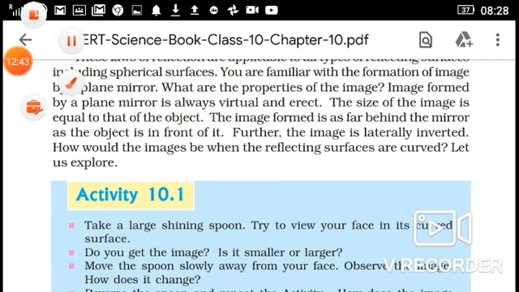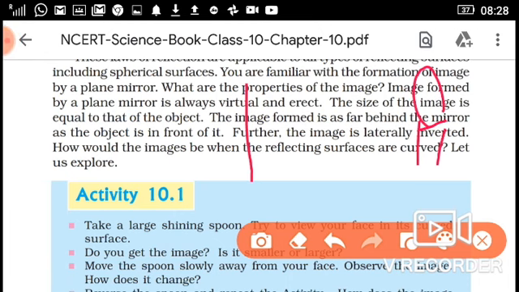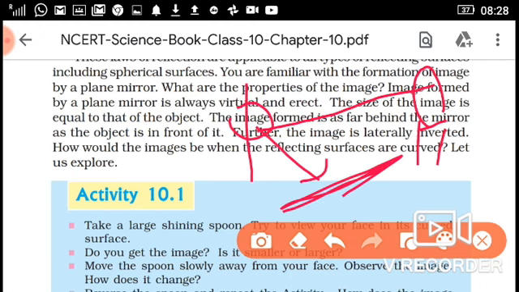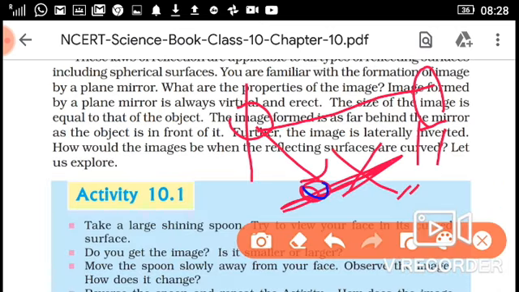And this image you cannot obtain on the screen. Suppose this is a plane mirror and you put here a candle, then this candle flame you can see the image in the mirror only. If you place a screen here like paper, then you will not get the image on this paper. Only a lighting spot you will get here. You are not getting the flame.